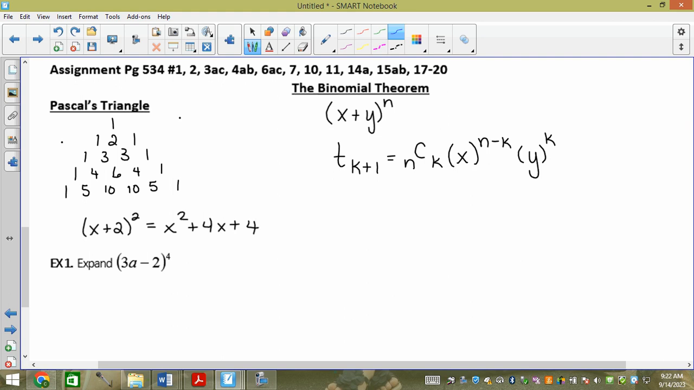So actually, when you expand a binomial, do you see this exponent? The 2? How many terms did I get out of it? 3. You always get one more than the exponent.